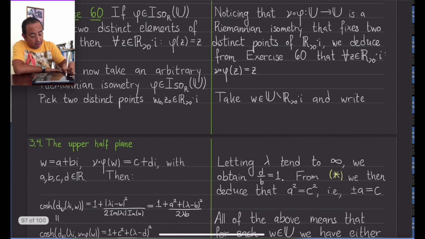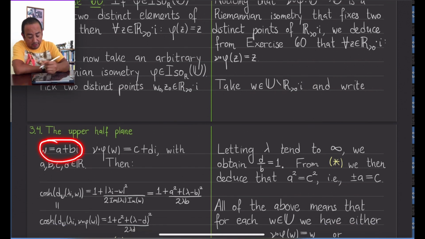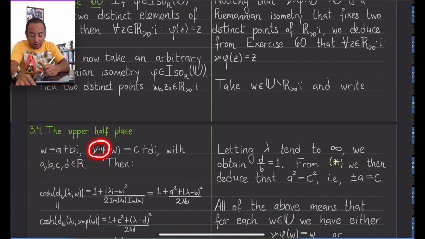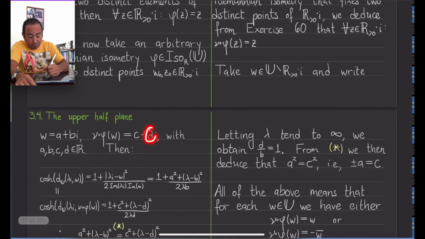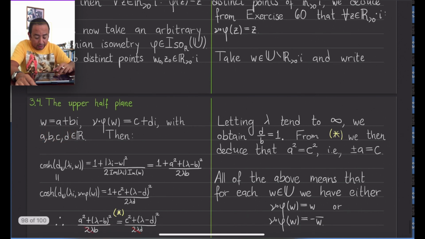We know that on the positive part of the imaginary axis, we know what it does. So take an element in U outside the positive part of the imaginary axis and write it as a plus bi, with a and b reals, and of course b is positive, because it's in the upper half plane. So when I express w this way, I know that b is positive, and I also express its image as c plus di. Since this is an isometry from U to U, I also know that d is positive. So I know that b and d are positive, just in case I need to use that fact.